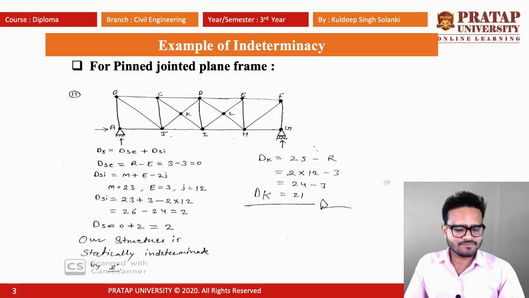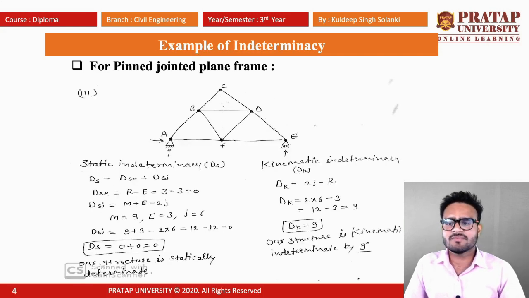Okay, clear? So next is the third example. This is also a 2D truss, and we calculate the static indeterminacy ds. So the formula of ds is equals to external indeterminacy plus internal indeterminacy. So external static indeterminacy is the same formula, r minus e. How many reactions and how many equilibrium equations? We know there are three equilibrium equations. The value of e is equals to 3.